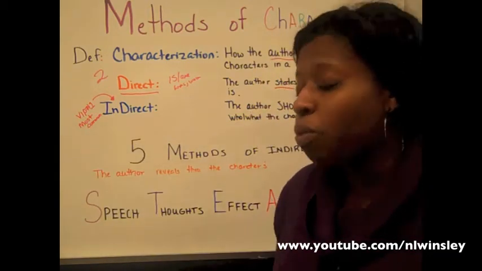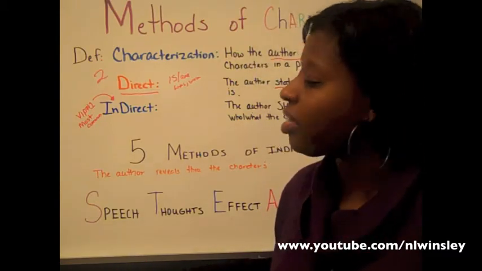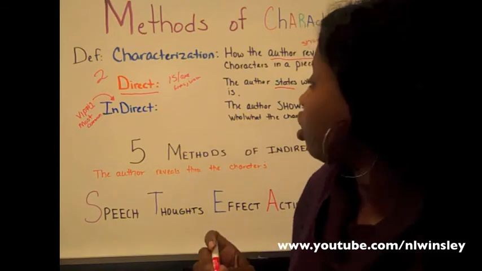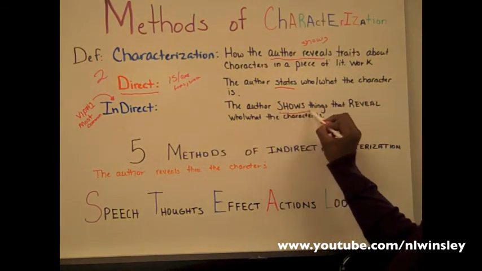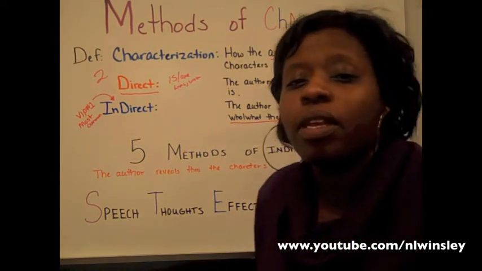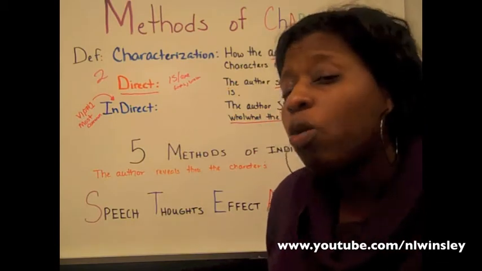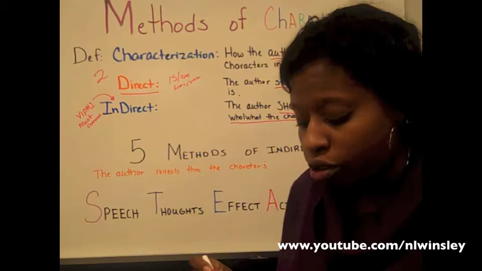Now, VIP number 1, the most common form of characterization used is indirect characterization. Indirect characterization is where the author shows things that reveal who or what the character is. Let's go back to Melinda. We already know Melinda is stylish. We learned that through direct characterization.